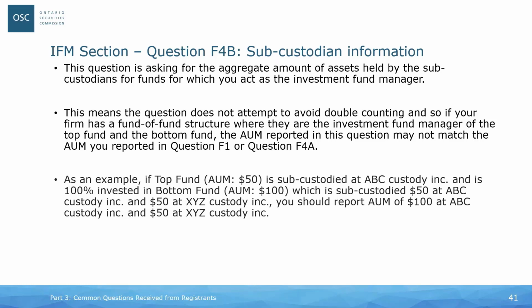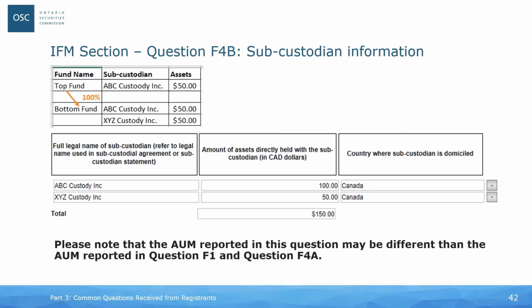Here is the example. If top fund has an AUM of $50 and is sub-custodied at ABC Custody Inc. and is 100% invested in bottom fund, which has an AUM of $100, of which $50 is sub-custodied at ABC Custody Inc. and $50 sub-custodied at XYZ Custody Inc., you should report AUM of $100 at ABC Custody Inc. and $50 at XYZ Custody Inc. Here is that example illustrated on this slide. Please note that the AUM reported in this question may differ from the AUM reported in question F1 and question F4A.